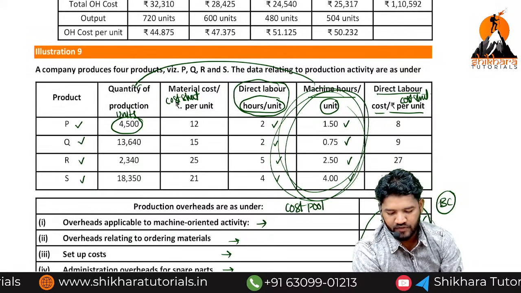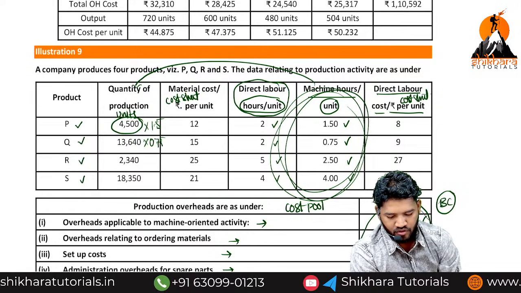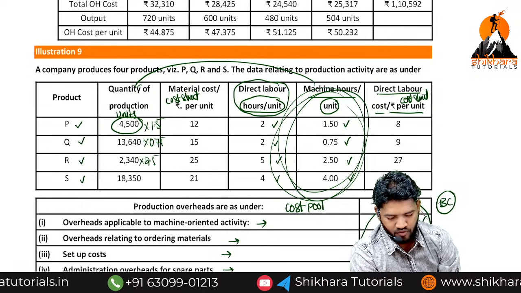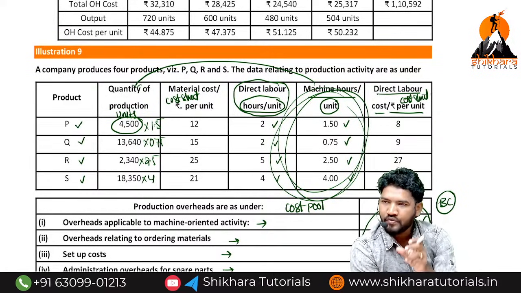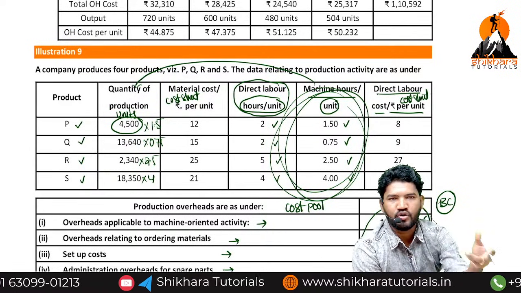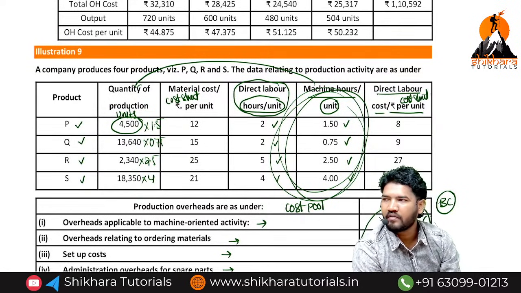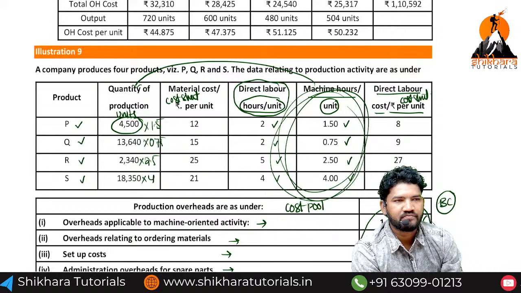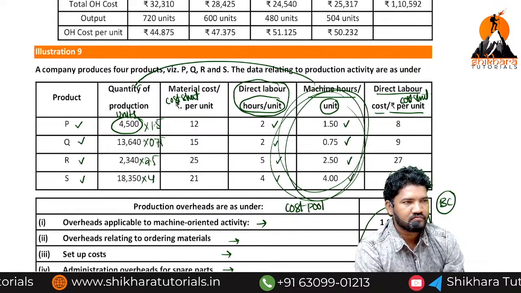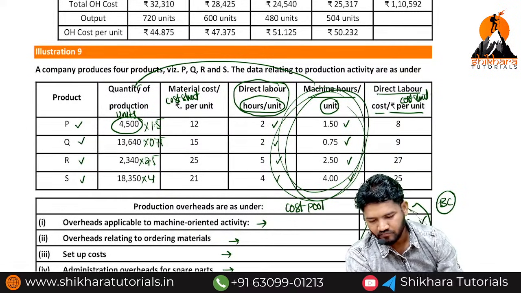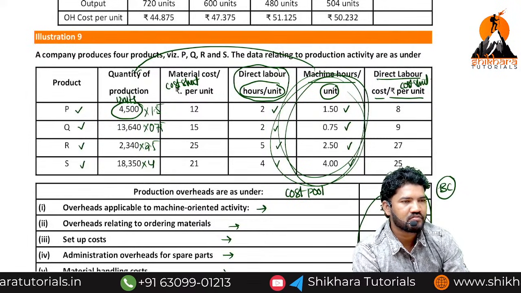Guys, clear? 4,500 into 1.5, 13,640 into 0.75, 2,340 into 2.5, 1,830,350 into 4. You will get individual hours as well as total hours. Total hours are used for cost driver rate calculation. Individually, they are used for apportionment or allocation. Guys, clear? Speed up. 10 minutes is there. 9 minutes is there.